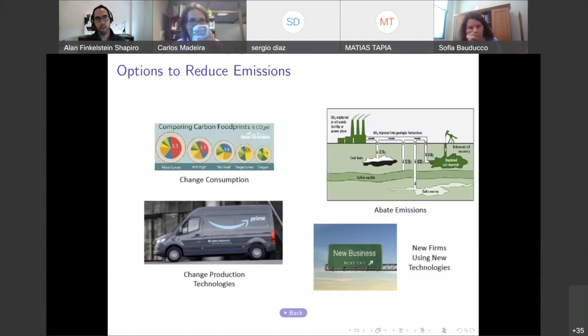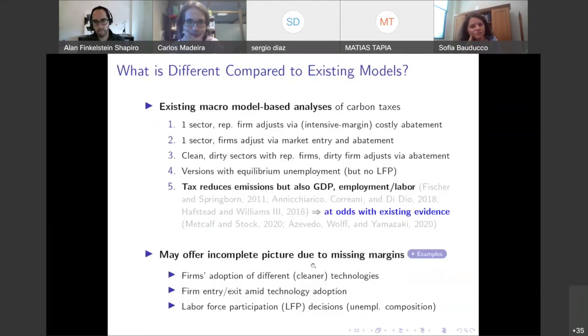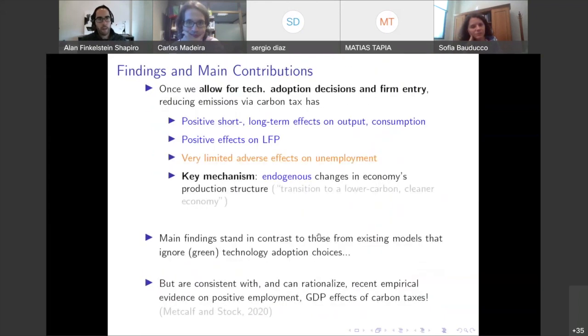But again, the way to think about the different margins that you can use to reduce emissions, you can change the way you consume, right? You can abate emissions, meaning that you use the same technology to produce, but you're basically paying for, again, in the scenario, think about carbon sequestration. You can adjust what technologies you use when you enter the market. And you can fundamentally change, again, how you produce as an existing firm. So thinking about switching, if Amazon switches from using regular vans to deliver goods to basically electric vehicles, that's basically a margin of adjustment that hasn't really been explored in these types of models. Okay. So what are the findings?